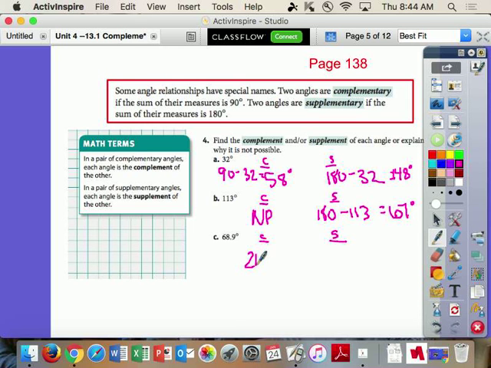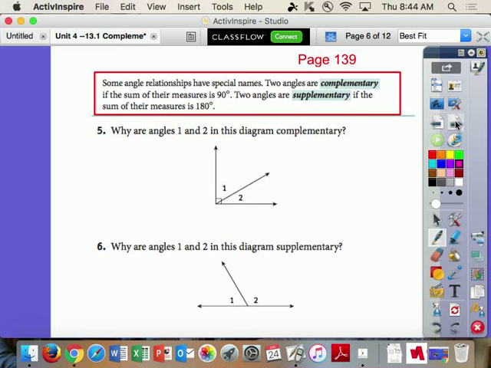Welcome back. You should have 21 1/10 degree and 111 1/10 degree. Okay? So looking at number 5, why are these two angles complementary?